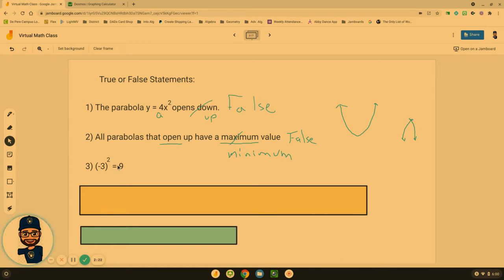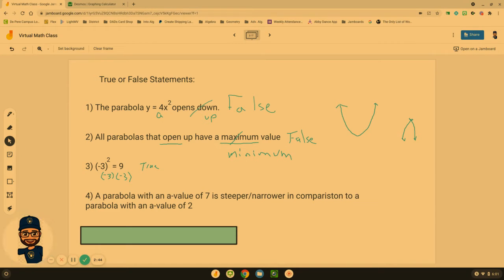Number 3. -3 to the second power is 9. Well, hopefully you wrote that's true. We spent a little time practicing this in our live sessions. Remember that -3 squared means -3 times -3, which is indeed a positive 9. Be careful how you plug that in to a calculator.